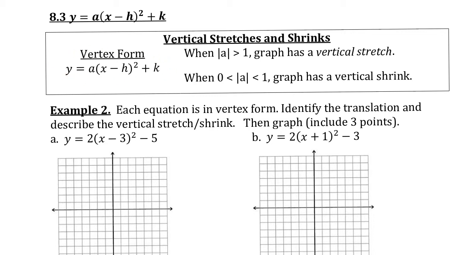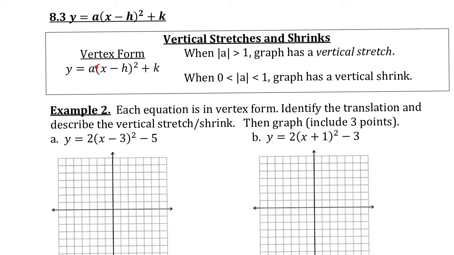This is very similar to what we did last time, where the h moves it to the left or the right, and the k can move it up or down, but we're introducing an a value in the front, and this is going to tell you whether there's going to be a vertical stretch or vertical shrink, or if it will maintain the same shape as the regular y equals x squared parent function.